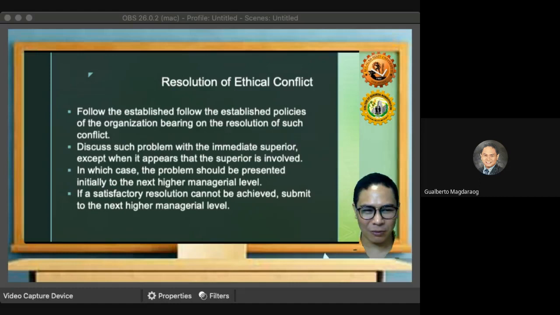Okay, and then, in case hindi nagkaroon ng satisfactory resolution, hindi na-resolve, and nadala mo na sa higher level, next higher level. So, gagawin mo, hanapin mo ulit kung meron pang next higher level managerial position.